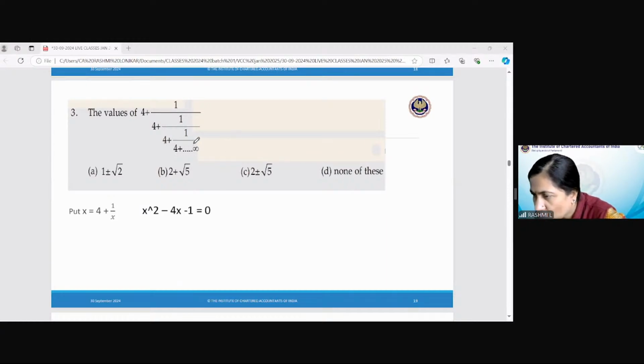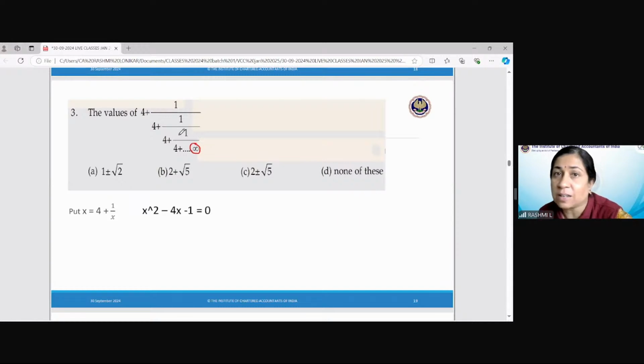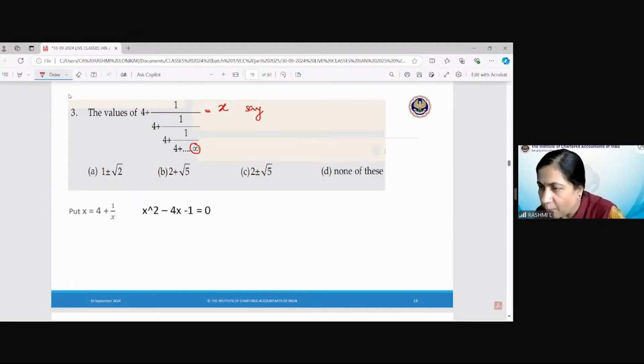Appreciate that this is going to infinity. Okay, so it's an infinite series. When we do the chapter on series, we will be talking more about infinite series. Now, let this be equal to x, say. Okay, we combined all of this and made it equal to x. Now, can you see?